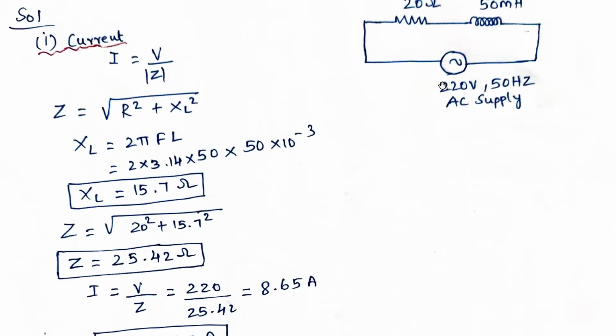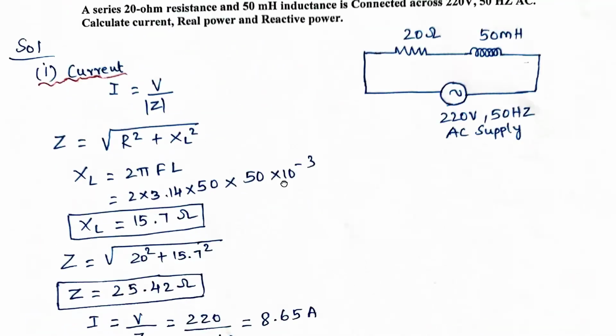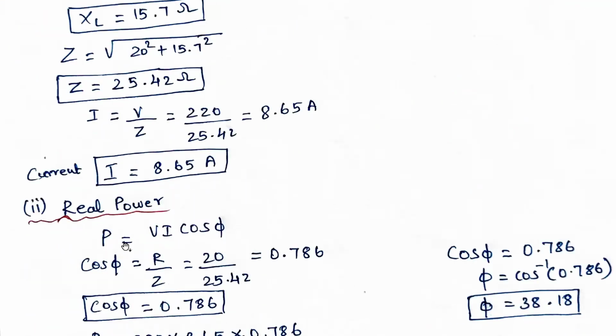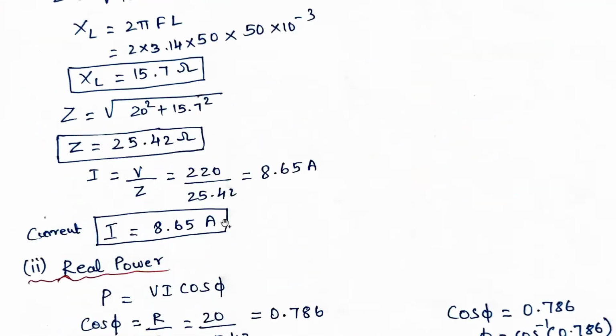Current is equal to V divided by Z magnitude. V is 220 volts given in the problem. So 220 divided by 25.42, that is 8.65 amperes. That is the current. Now the real power. Real power is equal to VI cos phi. So cos phi is not given in the problem, so we need to find out what cos phi is.